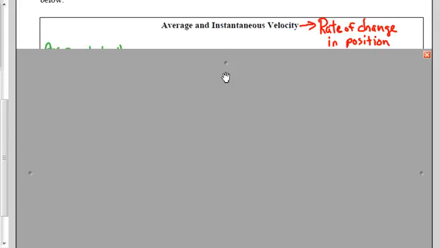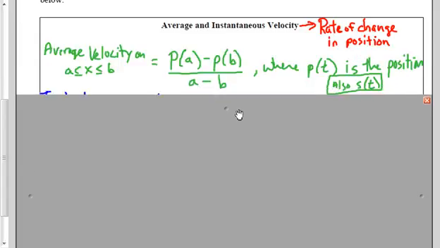Okay, so we're going to look at the average and instantaneous velocity, which is the rate of change in position. So the average velocity on an interval from A to B is equal to P of A minus P of B all over A minus B. And again, P of A represents the y value when x is A, and P of B is the y value when x is B. So this is change in y over change in x, or rise over run. So we should know what that is, slope between 2 points.